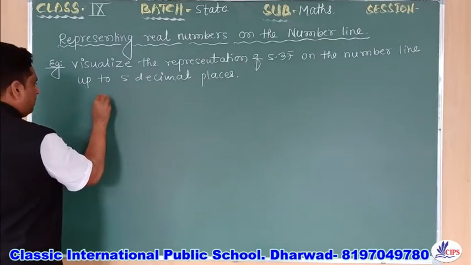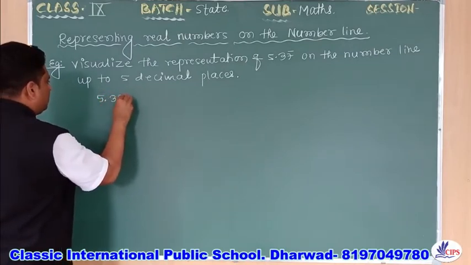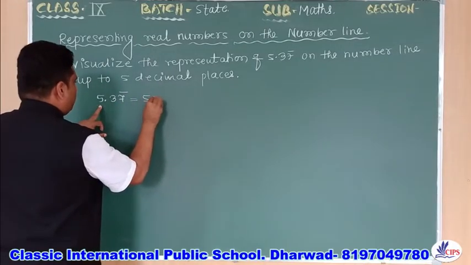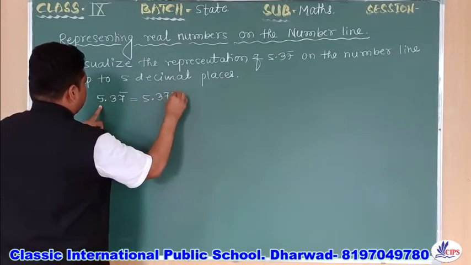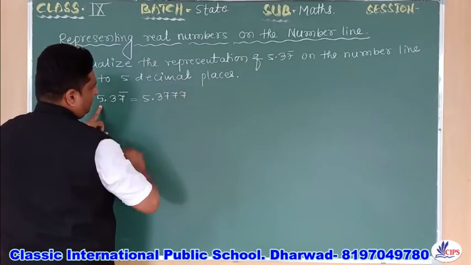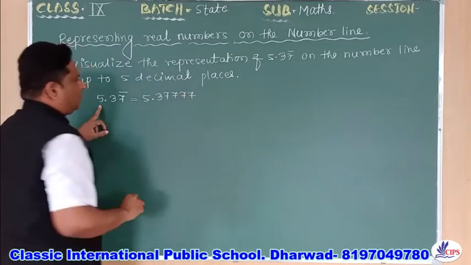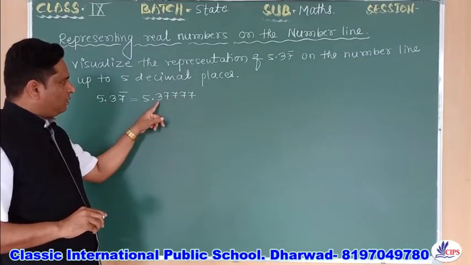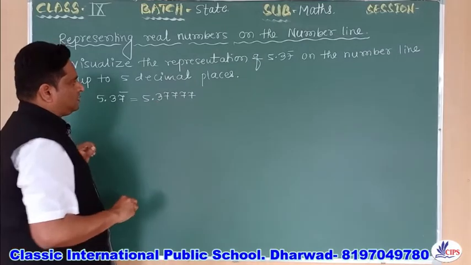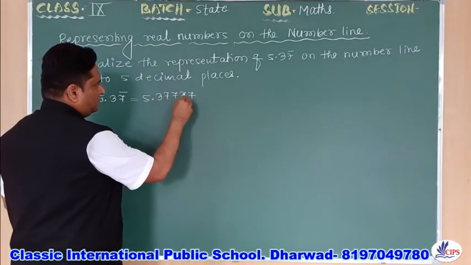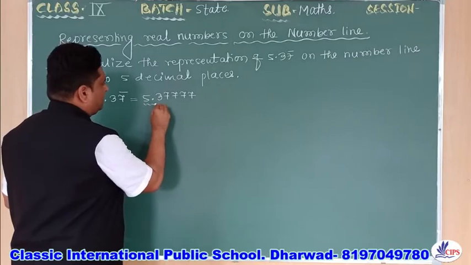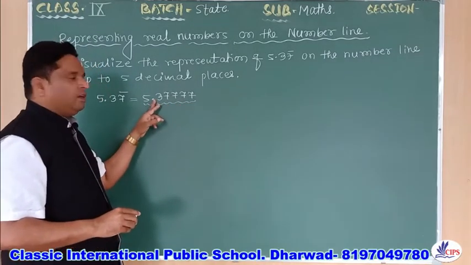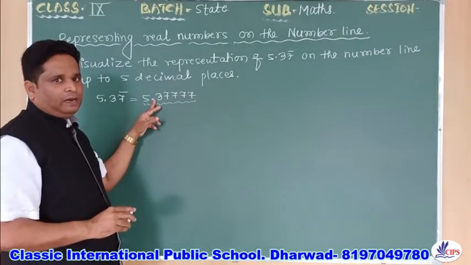See here how I'm taking 5.37 bar. Up to 5 decimal places means it will be 5.3777. Correct? Look at here. It is 5 decimal places or not? 1, 2, 3, 4, 5. 5.37777. Okay, 5.37777 up to 5 decimal places. We have to represent this on the number line.